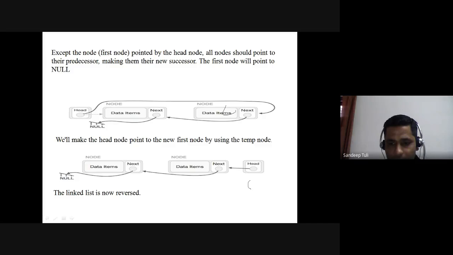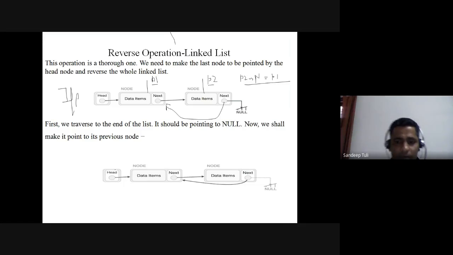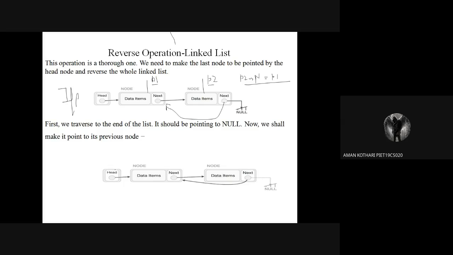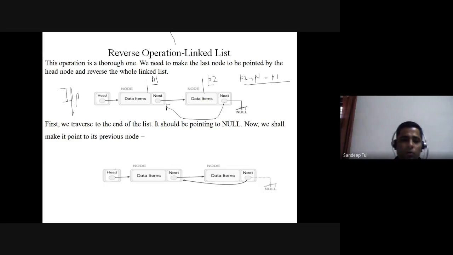Just see what actually we want. Reversing means that now the last node becomes the first node and the first node becomes the last node. Is it clear what we want actually now? Yes or no? Yes, sir. Okay, so the first step we have done is we have made the null pointer of the last node point to the previous node.